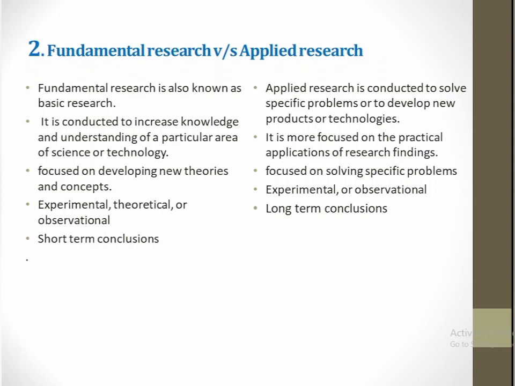And the next one is applied research. Applied research is conducted to solve specific problems or to develop new products or technologies. So this type of research is action oriented or solution oriented. If you want to get an immediate solution for a particular problem, then we can use applied research. The main goal of applied research is to obtain an immediate, specific, and practical solution of a problem. So it is more focused on the practical applications of the research findings.